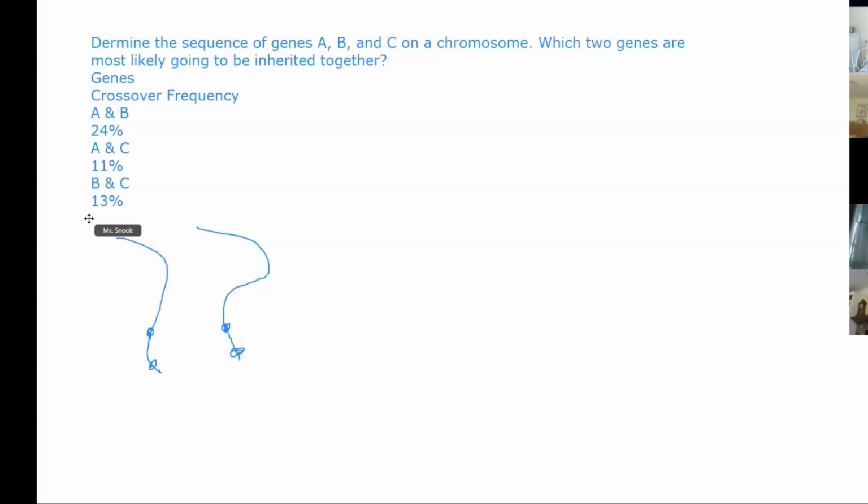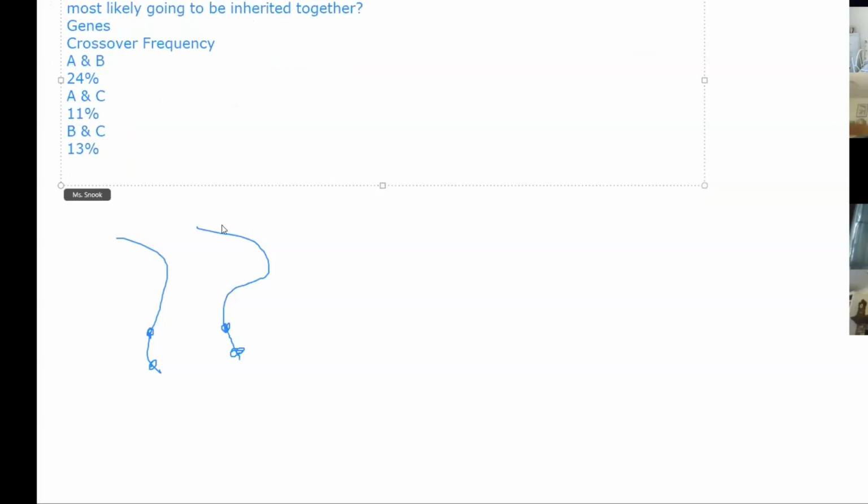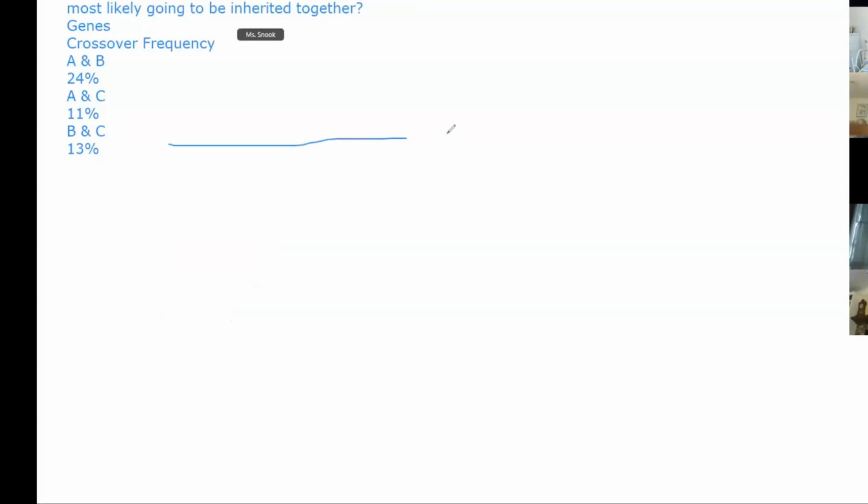Let's get rid of this for a second. I'm going to just draw a line. When I'm doing a crossover, when I'm doing a gene map, I like to start with the ones that seem to be furthest apart, and so they serve as bookends. So A and B are 24% apart, or 24 centimorgans apart. This is just some random relative distance of 24.